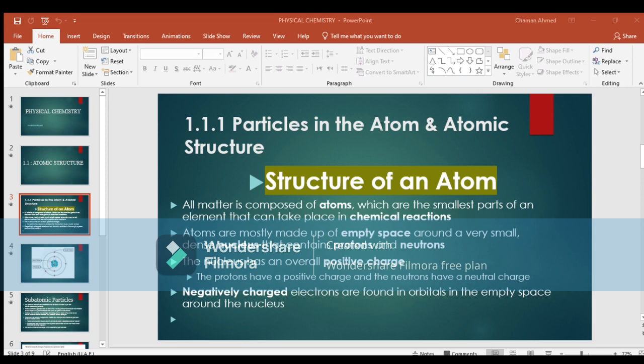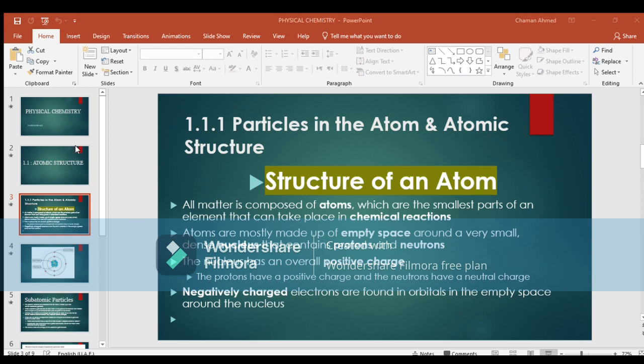Understand that atoms are mostly empty space surrounding a very small dense nucleus that contains protons and neutrons. Electrons are found in shells in the empty space around the nucleus. So this will be the first thing that we're going to discuss. We're going to start off with it. All right. So let's see. Now, particles in the atom and atomic structure. Now, let's see what is the structure of an atom.